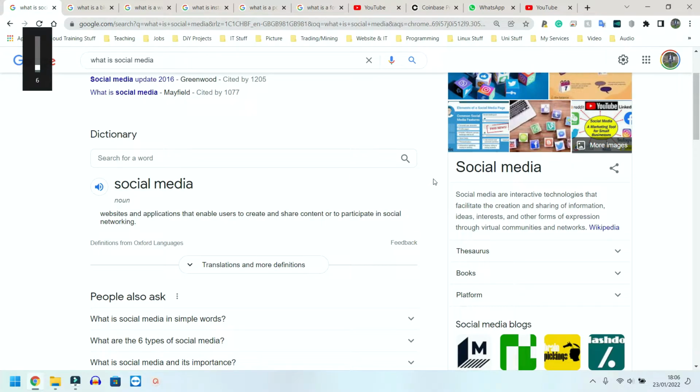Online communities, methods of communicating. So in this section, we're going to be looking at social media, blogs, wikis, instant messaging, podcasts, and forums.